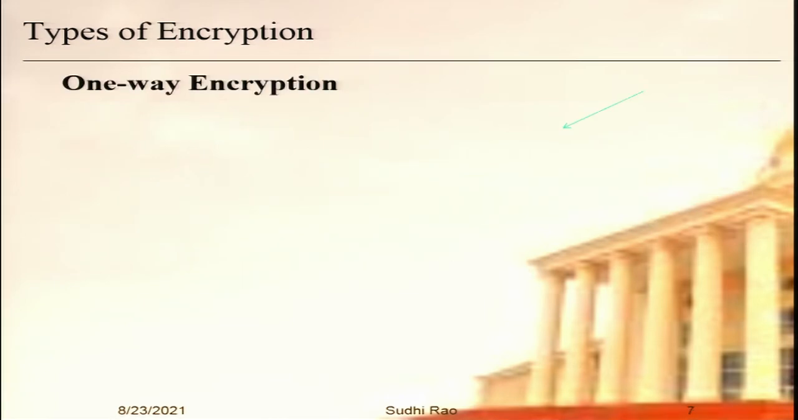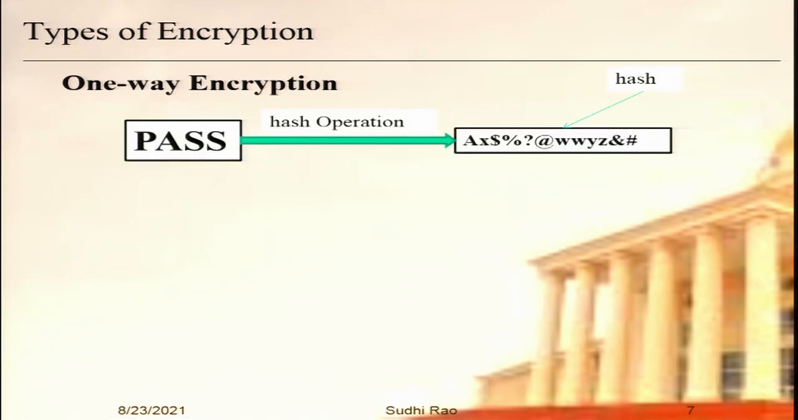The other type of encryption is called one-way encryption. Let us see what it means. This is the plain text I want to send. One-way encryption is also called hashing. So, I do hashing on this. This hashing algorithm results in a ciphertext of a fixed length in every case. It does not matter how long my plain text is, it results in a cipher of a fixed length, and you can never recover the original text from the hash. This is called a hash or a digest, sometimes also called a message digest.